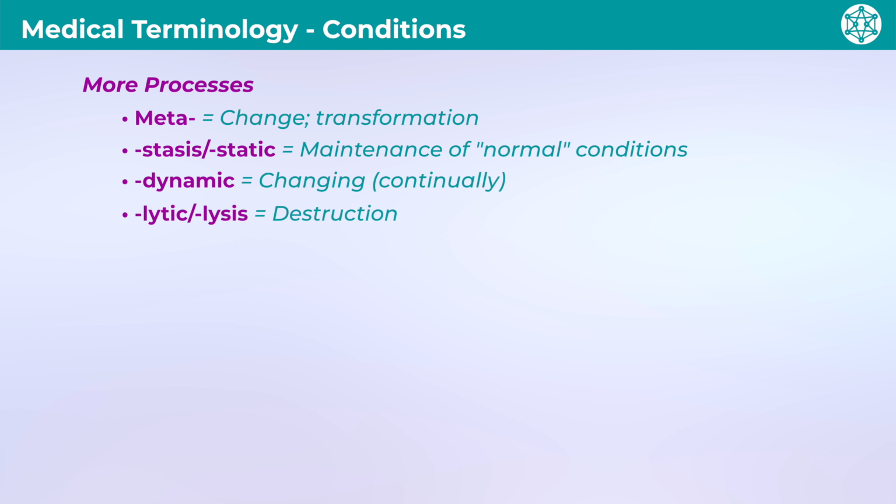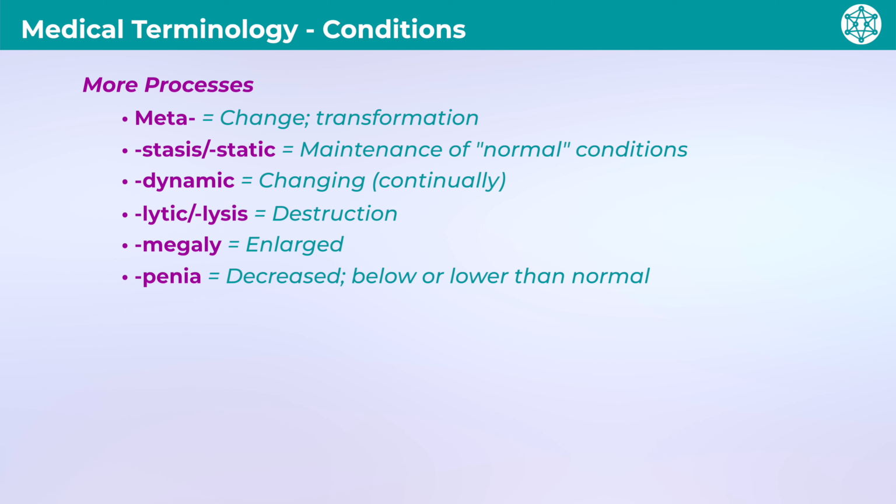Another common term is lytic or lysis, which signifies destruction. For instance, when you hear the terms hemolytic or hemolysis, it refers to the destruction of blood or red blood cells. The term megaly means enlarged, and you may recall earlier when I mentioned megalo. It can be used as a suffix to indicate enlargement. Instead of using it as a prefix, you can also use it as a suffix. Penia indicates a decrease or a level below normal. For example, cytopenia refers to a decrease in cell number, or the number of cells being below normal. And emia is related to a blood condition, as seen in the term anemia.